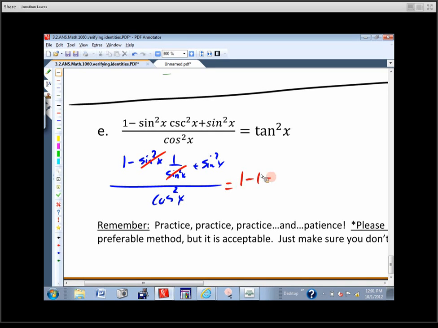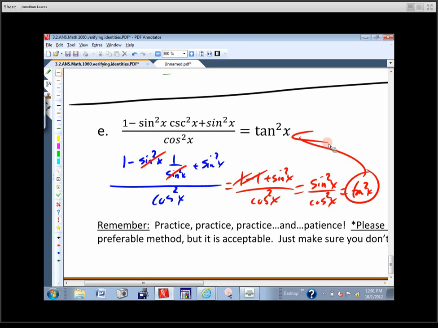1 minus 1 plus sine squared x over cosine squared x. Those cancel to be 0. Now, when you say cancel, if you would, please be careful about the way you say that. These cancel to be 1. These cancel to be 0. Okay? You don't just throw around the word cancel without knowing what it means. This is sine squared x over cosine squared x, which is tangent squared x. Piece of cake, right? Great type of test problem. Okay? It looks awful. It's easy.